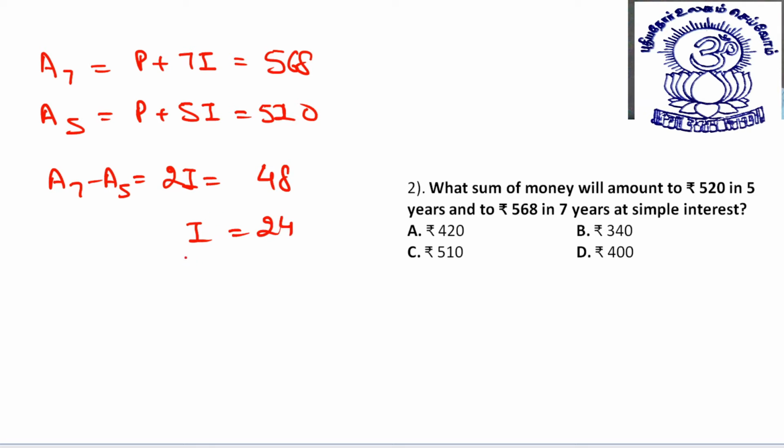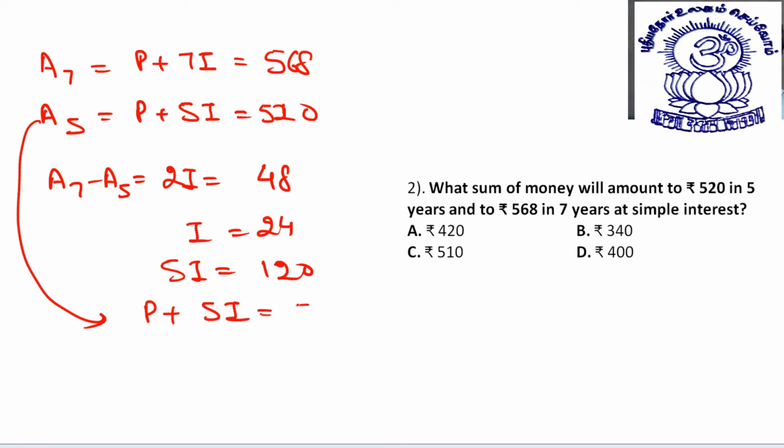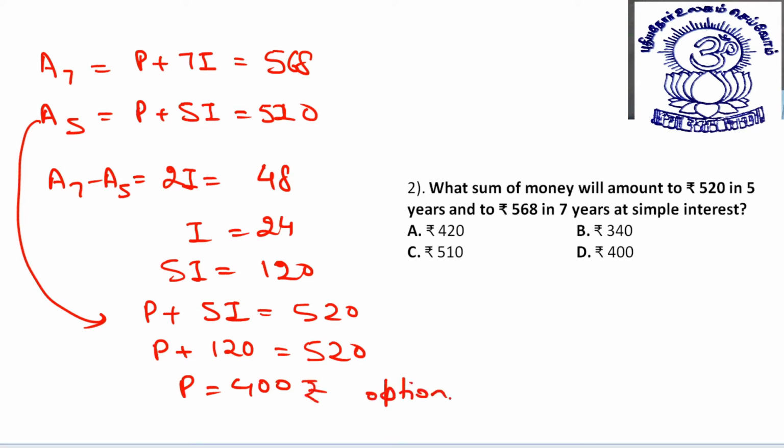For 1 year the interest is 24. So 5 years' interest will be what? 5 years' interest will be 120. Now if I put this in this equation, P plus 5i is equal to 520. What is the value of 5i? 5i is 120. So this becomes P plus 120 equals 520, and P becomes 400 rupees. Do we have any option? Yes, option D. Option D is our answer. Okay, easy, very easy in fact.